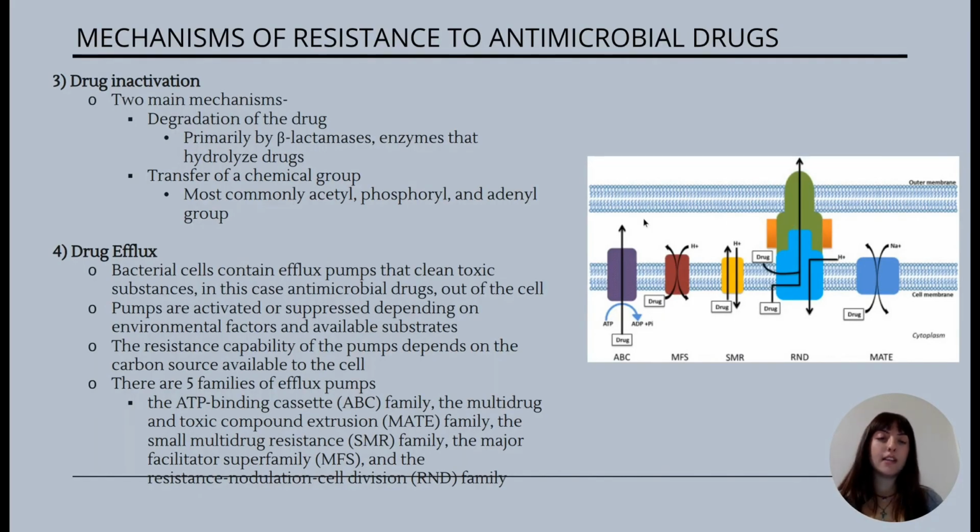And then the types of efflux channels are seen in this picture on the side. Pumps are activated or suppressed depending on environmental factors and available substrates that can bind to these enzymes. And then the resistance capability of the pumps depends on the carbon source available to the cell.